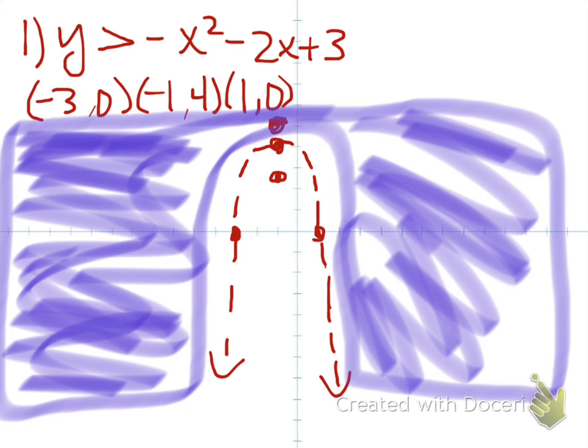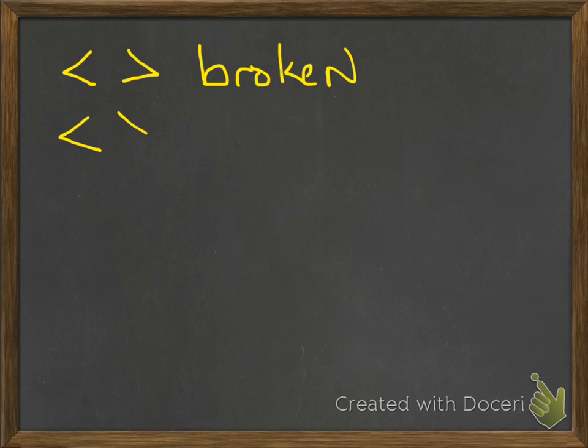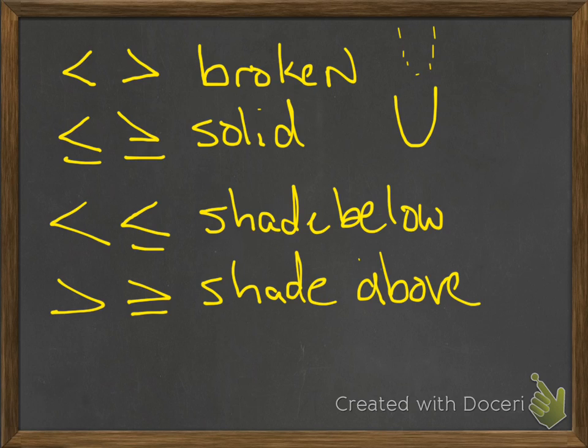Again, if you have any questions on that, feel free to ask. Just as a quick reminder, you might want to pause the screen when this is done. These are the broken, solid, shade below, shade above type of thing. Kind of remember that. You might want to make note of that, and pause so you can maybe copy this down if you need to put it on your note card.